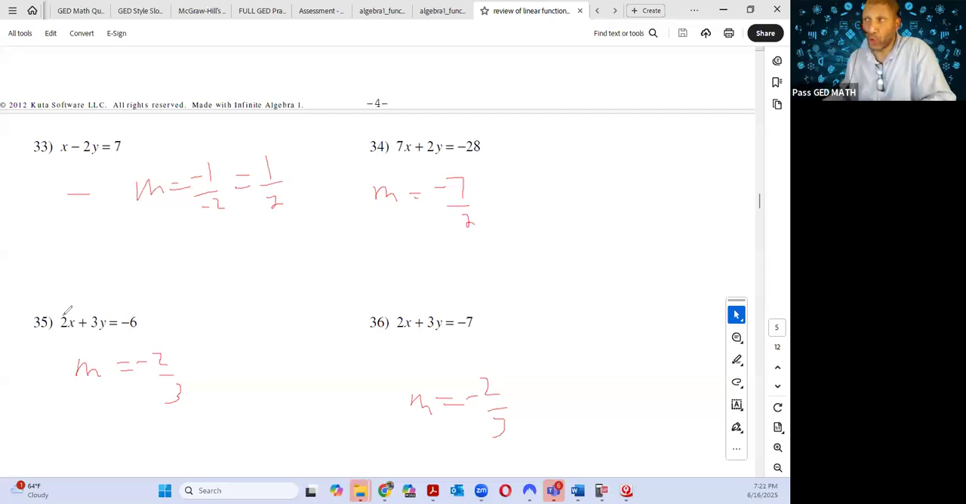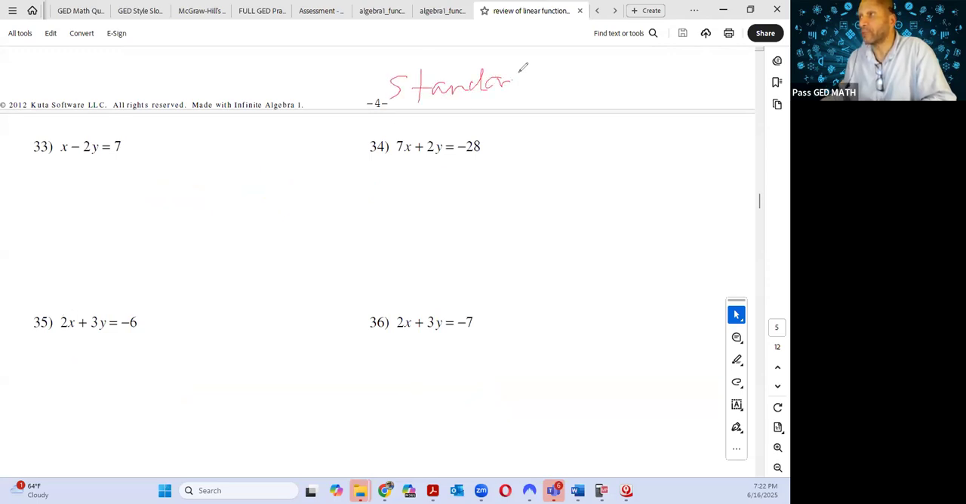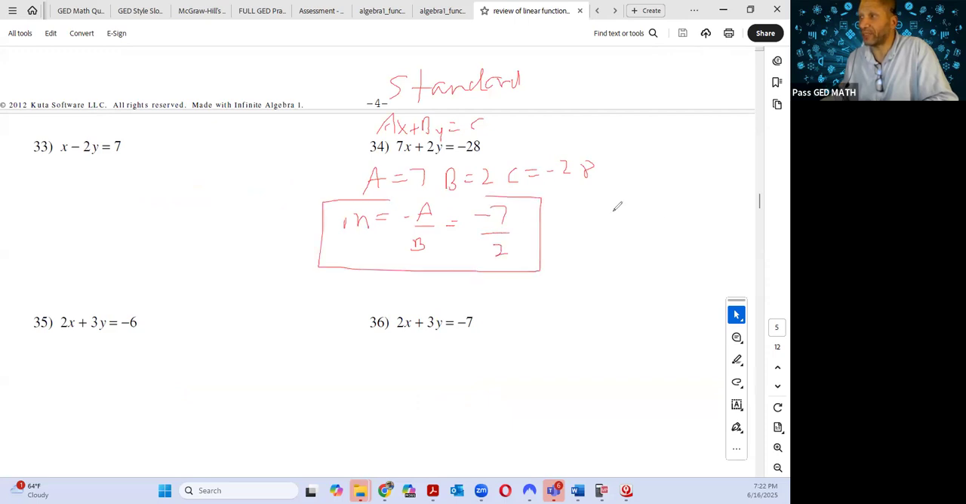So what I want you doing is saying, oh, this is standard form. Standard form is ax plus by equals c. My a is 7. My b is 2. My c is -28. To find the slope, I'm taking the opposite of a over b. A is 7. Opposite of 7 is -7. B is 2. My slope is -7/2.